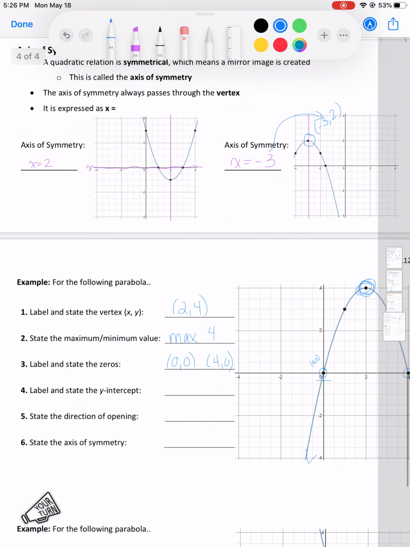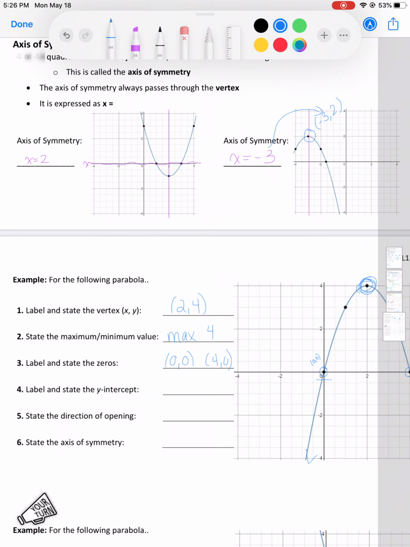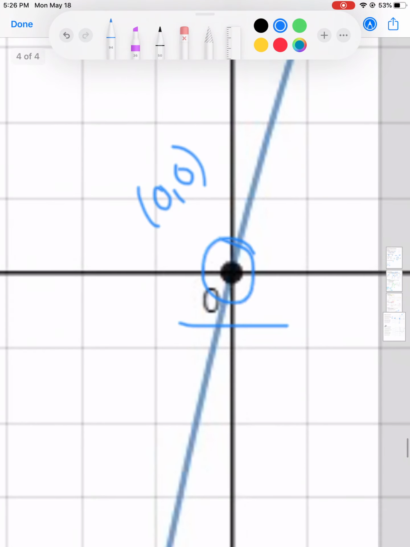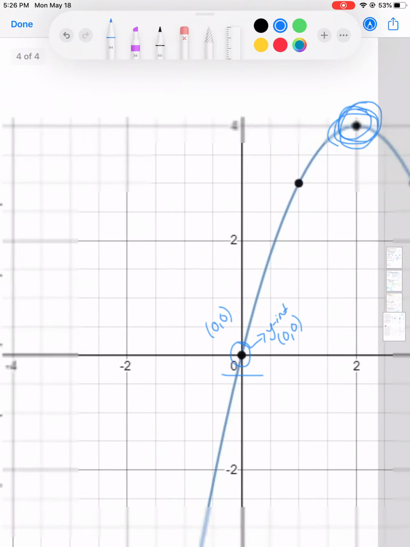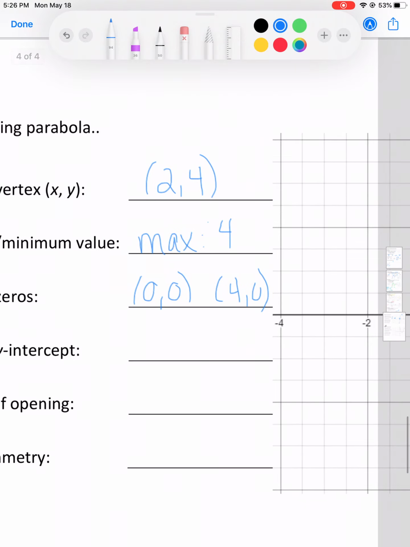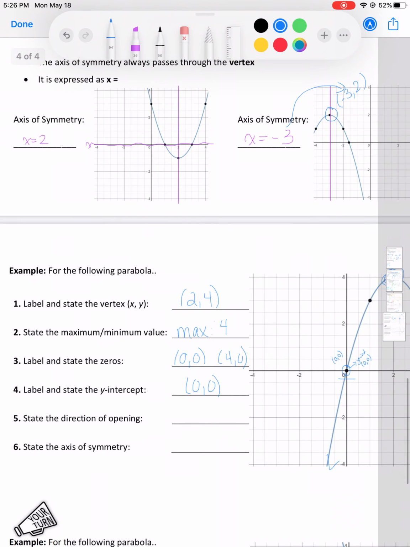Label and state the y-intercept. Okay, my y-intercept's actually right here too. That happens. And it's 0. That's just a coincidence. It happens, and that's okay. It's just wherever it crosses the y-axis. State the direction of opening. Down.